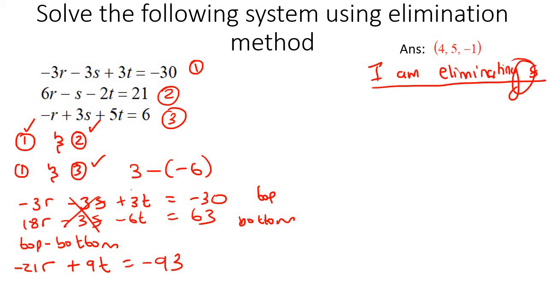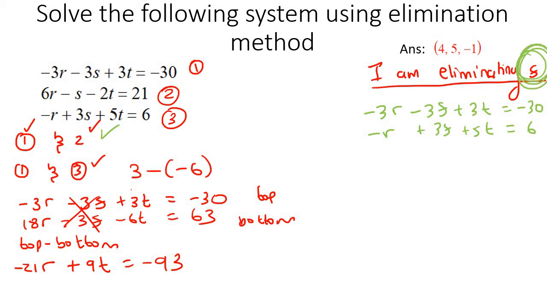So we're going to go equation 1 and 3, just for the fun of it. So that's going to be minus 3r, minus 3s, plus 3t, equals negative 30. And then, what are we doing? 1 and 3, hey? Oh yeah, we've done 1 and 2, now we're doing 1 and 3. So negative r, plus 3s, plus 5t, equals 6. Okay, so what are we going to do? Are we going to try eliminate the r's, the s's, or the t's? Remember, we said in the very beginning, we are going to eliminate s. So that means we stick to that. If you change it now, you're going to have a problem. So we're going to eliminate s. Now check this out. These are already the same, which is amazing.